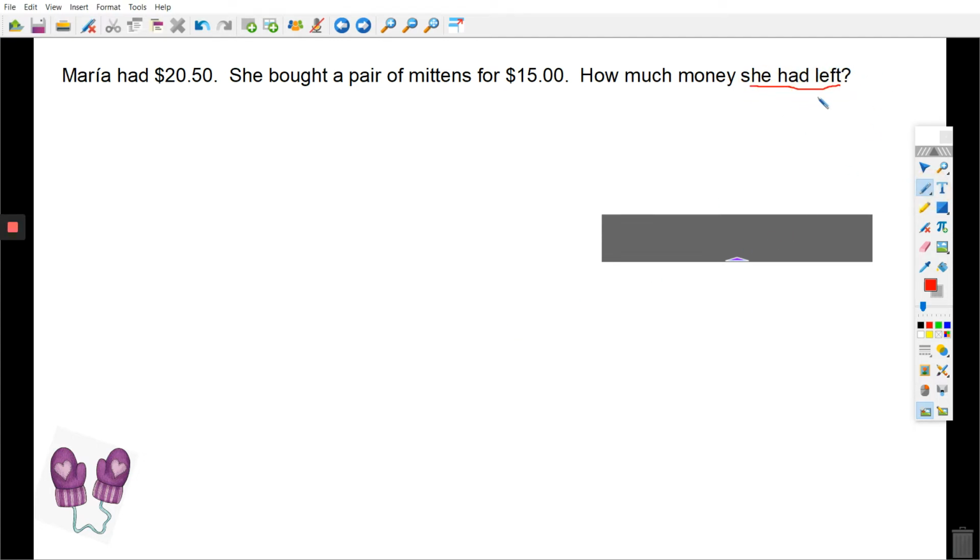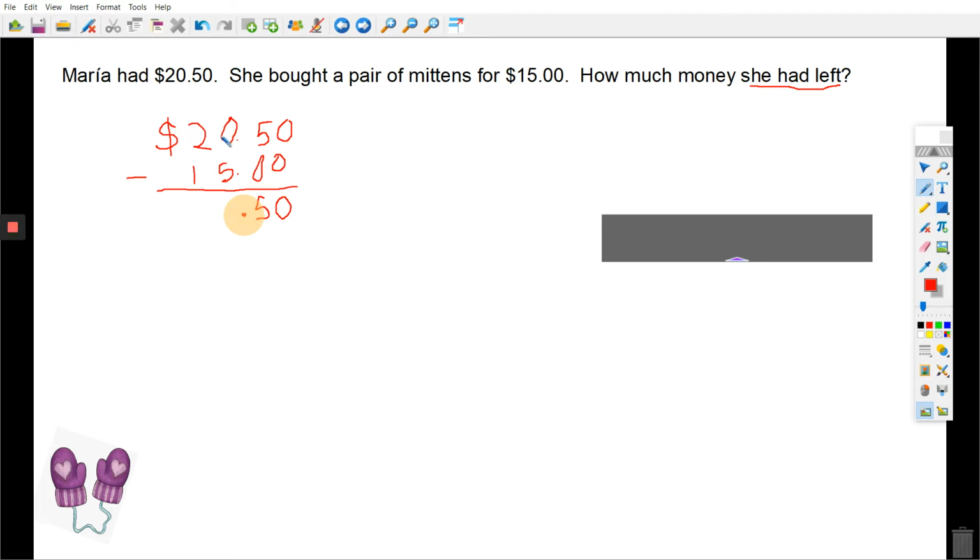This is how much change she's gonna get after she pays for the mittens. So again, the greater number goes first. $20.50 minus $15. 0 minus 0 is 0. 5 minus 0 is 5. Bring down the decimal point.